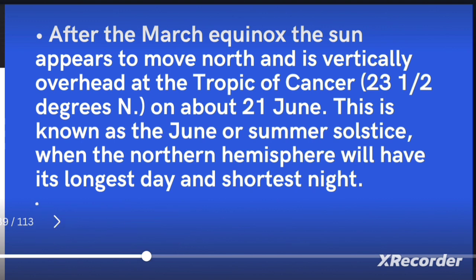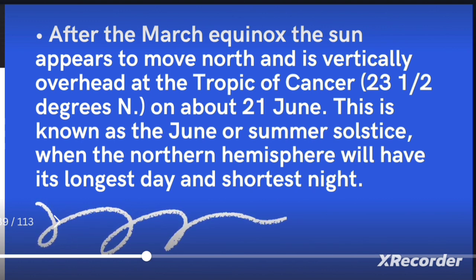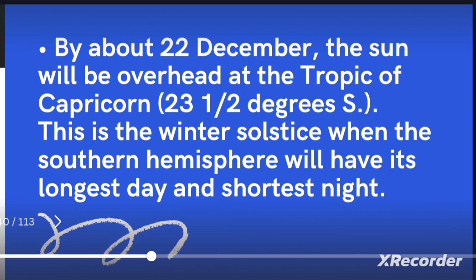This is known as the June or summer solstice, when the northern hemisphere will have its longest day and shortest night. By about 22 December, the sun will be overhead at the Tropic of Capricorn, 23½ degrees south. This is the winter solstice, when the southern hemisphere will have its longest day and shortest night.